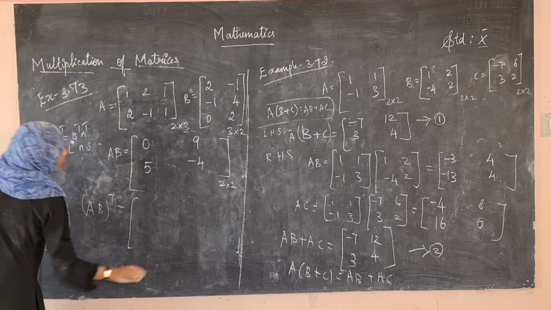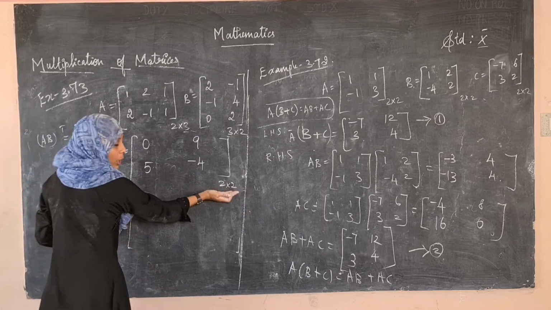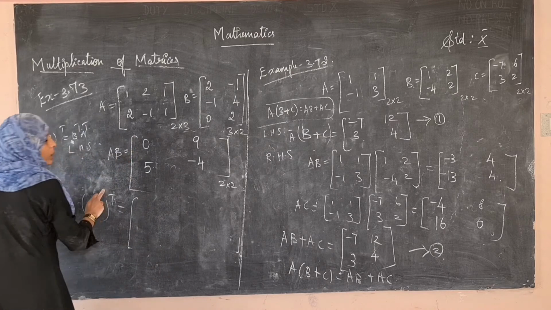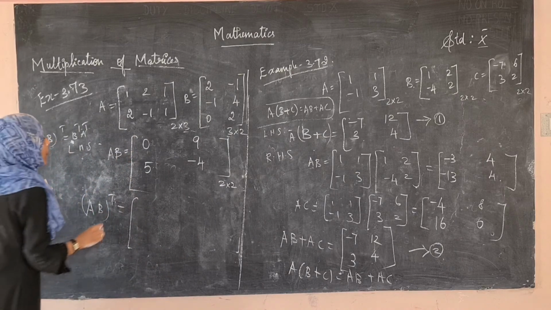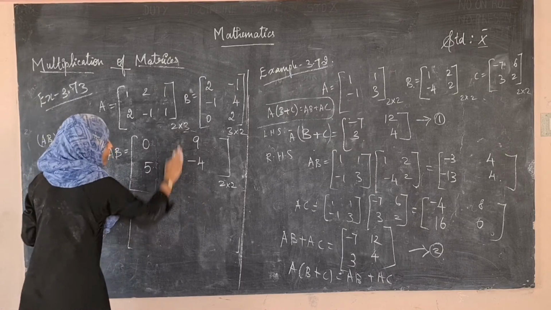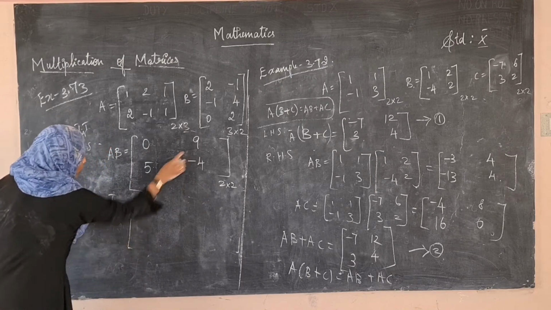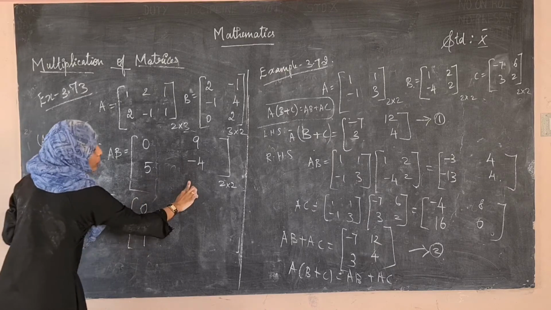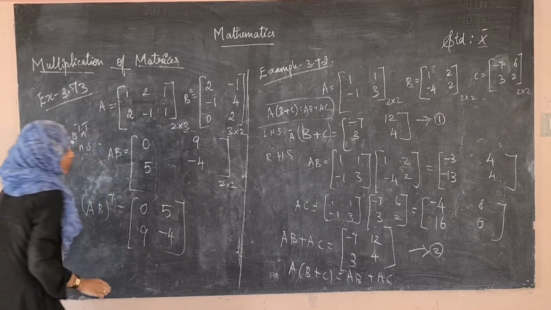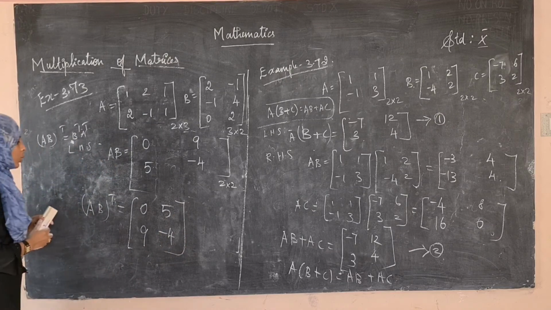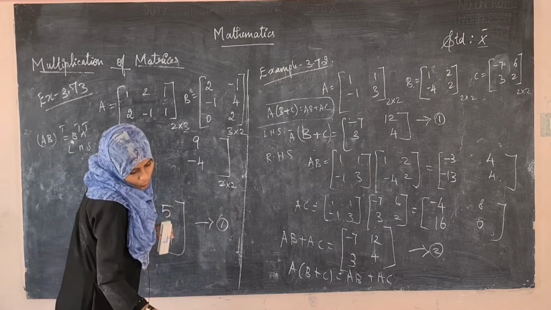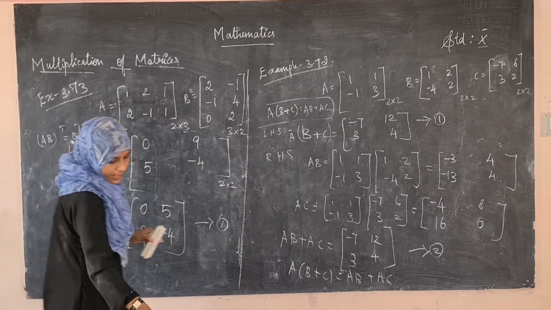What happens? AB the whole transpose means, since it is of order 2 cross 2, when it is reversed, 2 cross 2 will be the order. So the AB transpose matrix order is 2 cross 2. The first row becomes the first column and the second row becomes the second column. What will be the answer? 0, 9, and the second row becomes second column, 5, minus 4. Okay, this is AB the whole transpose. Let this be 1. That is 0, 5, 9 and minus 4.